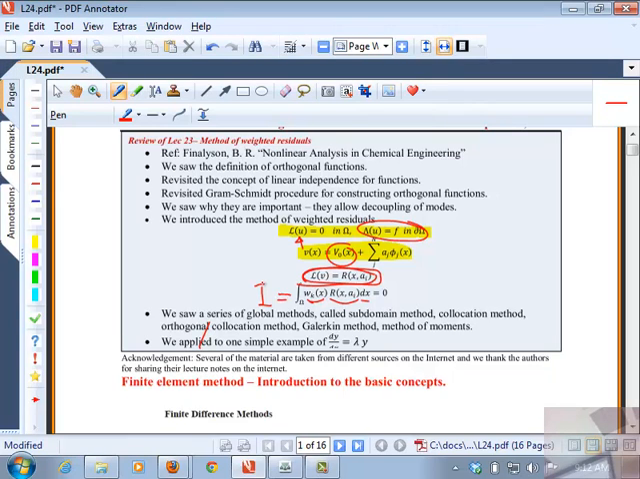Not exactly equal to 0, but it's my goal to make that weighted average equal to 0. Okay? So we saw a series of global methods, and that means that the test functions that I'm considering here span the entire domain X, going from 0 to 1 or A to B, whatever the domain is.